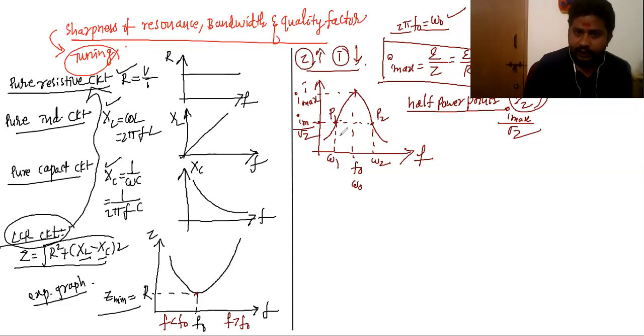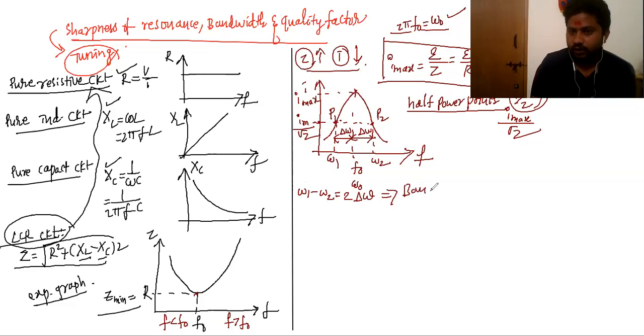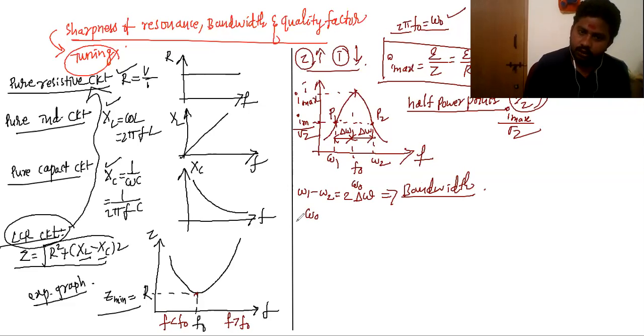Remember. And now this is the width delta omega, and this is the width delta omega. So total omega 1 minus omega 2 is called 2 delta omega. So this is called bandwidth, my dear students. What is it called? Bandwidth.